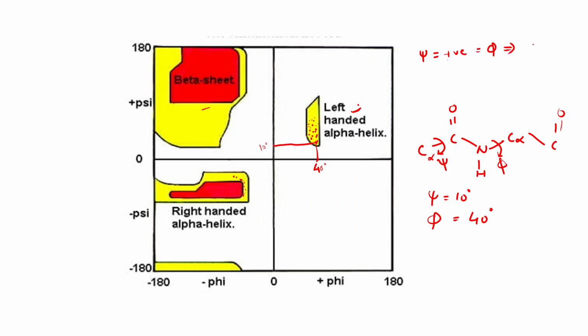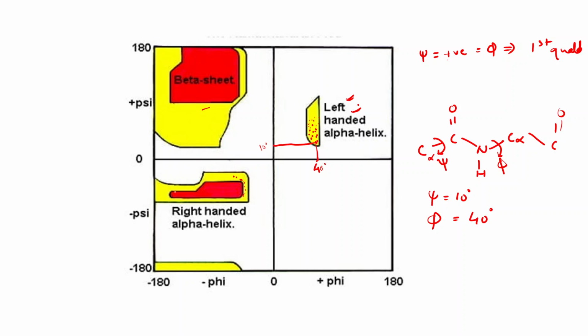This is the first quadrant, right? And the first quadrant will show the left-handed alpha helix. The second quadrant, that has the negative phi values and positive psi values, they comprise the beta sheet.